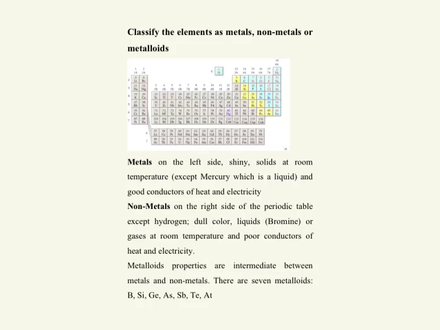They mostly are gases at room temperature, except bromine, which is a liquid. And if you look here, all these blue color ones are non-metals. Gray are metals, blue are non-metals. And if you look in between here, the ones that are shaded yellow, these are metalloids.